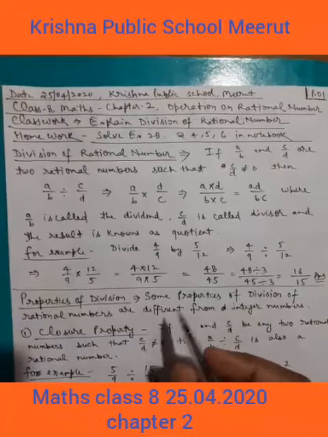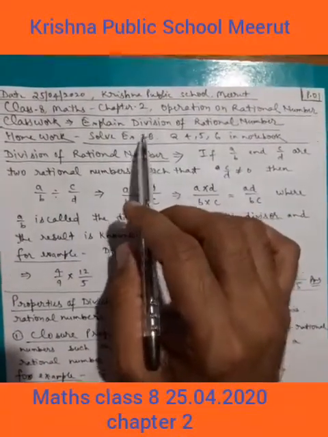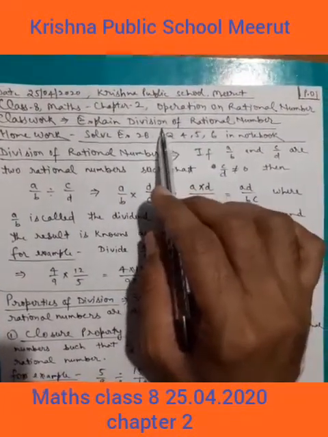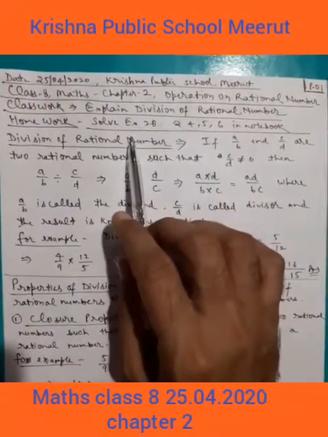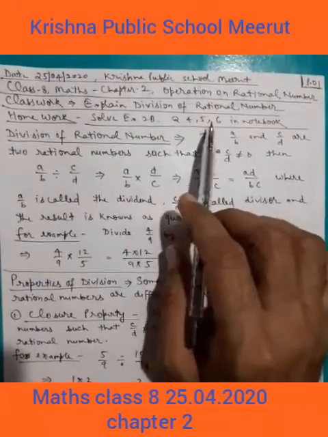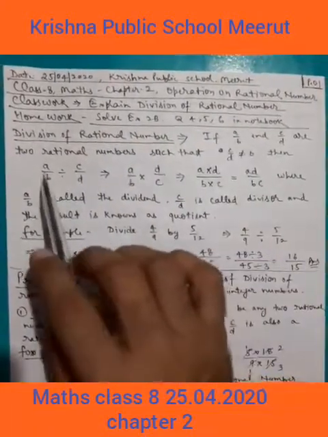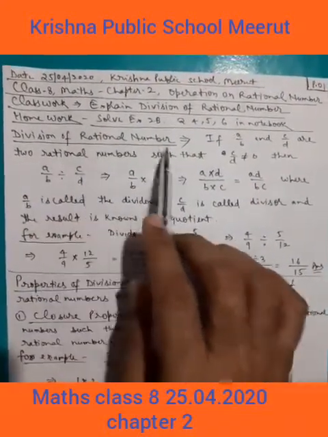Today we will discuss the property of division of rational numbers. And homework is to solve exercise 2B questions number 4, 5 and 6 in your notebook. Now come to the point, division of rational numbers.